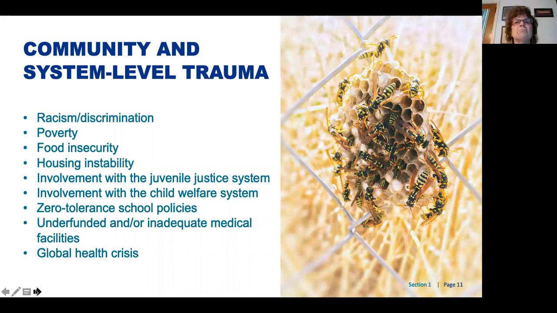The original ACE study only asked 10 questions about childhood. They did not focus on community and system level traumas that impact kids and families, and especially children and families of color. And these larger community level forces are gaining a growing body of research to suggest they affect health and well-being negatively in the same way those original 10 adversities do.